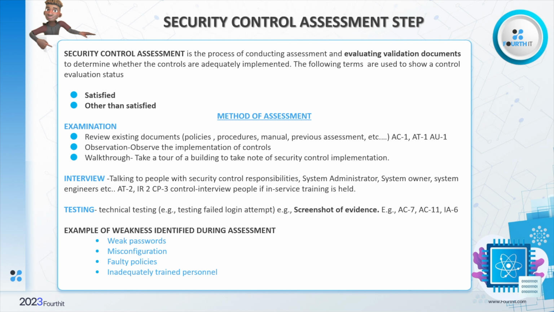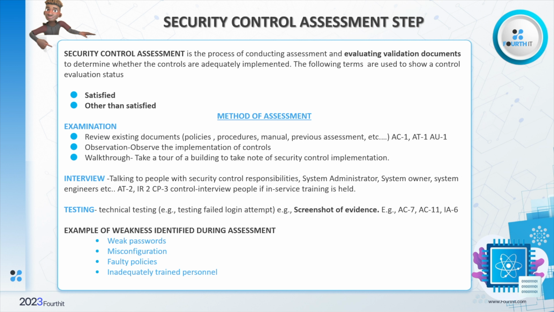Then the last one is testing. Now, technical testing. When we say testing, this is where you try to find out how the control is implemented, doing the actual technical testing. This is where you take screenshots of some of the things that they said. Okay, our system will go off in 10 minutes. It is not going off. You want to take screenshots of some of these things so that you can use them as evidence.